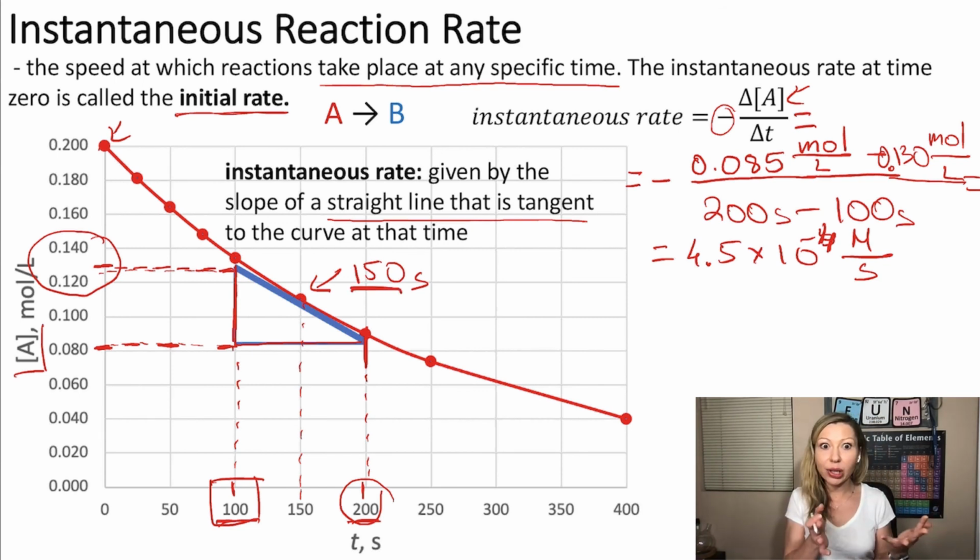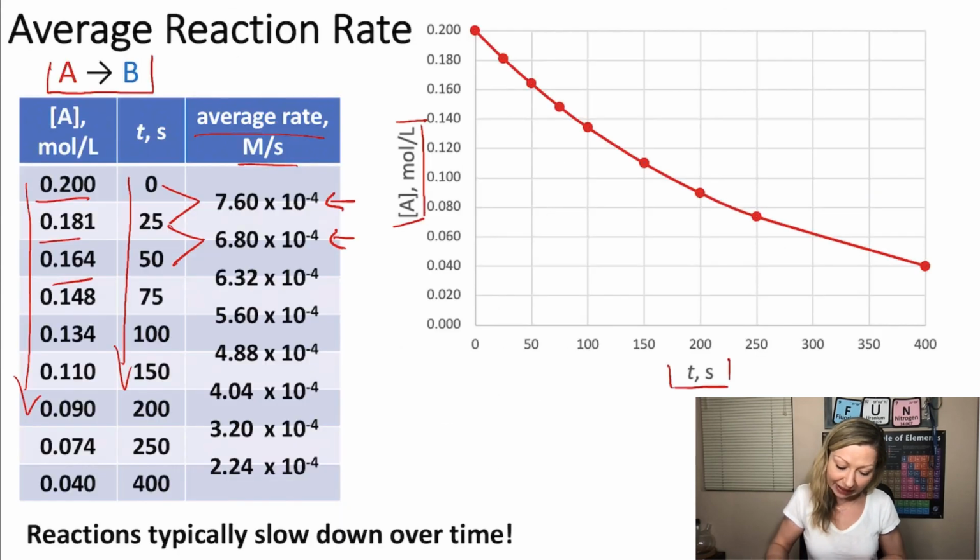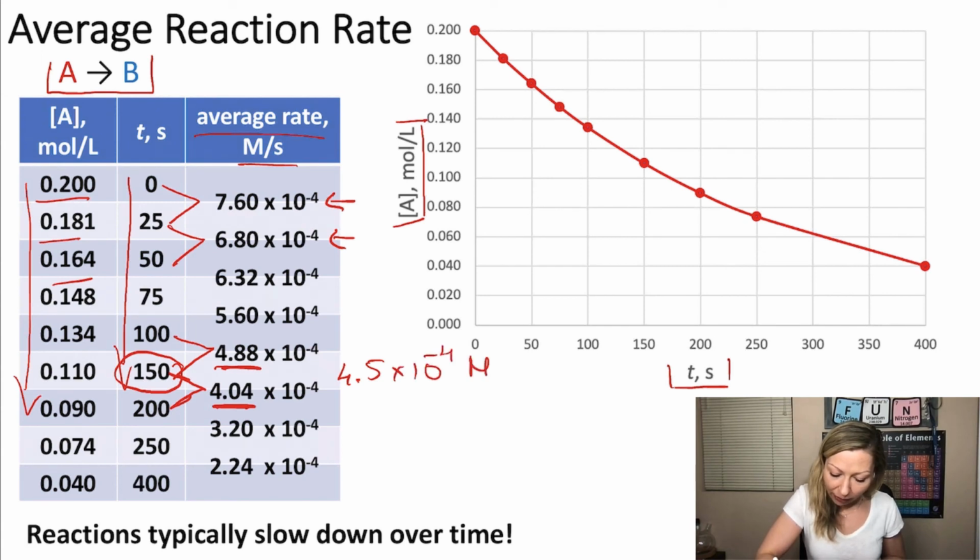Let's take a look at the average rate around this time on the previous slide. So 150 seconds is right here, and I see that as I go from 100 to 150 seconds, my average rate is 4.88 times 10 to the negative fourth, and as I go from 150 to 200, my average rate is 4.04 times 10 to the negative fourth. So the value that I've got, 4.5 times 10 to the negative fourth molarity per second, is very reasonable because it's in between the two average values. All right, I hope this makes sense.